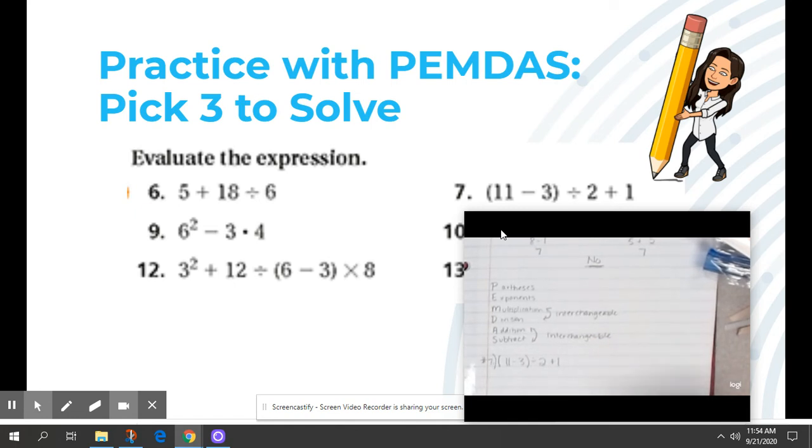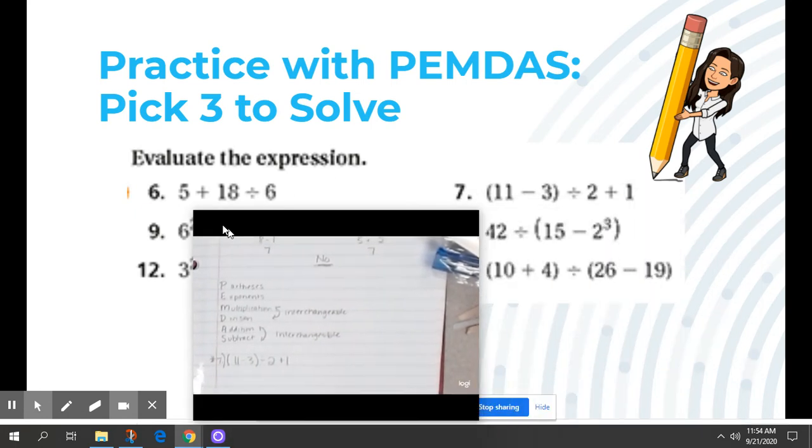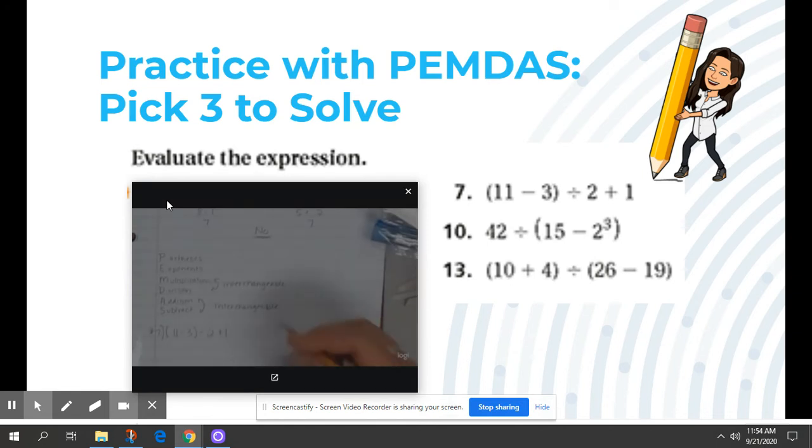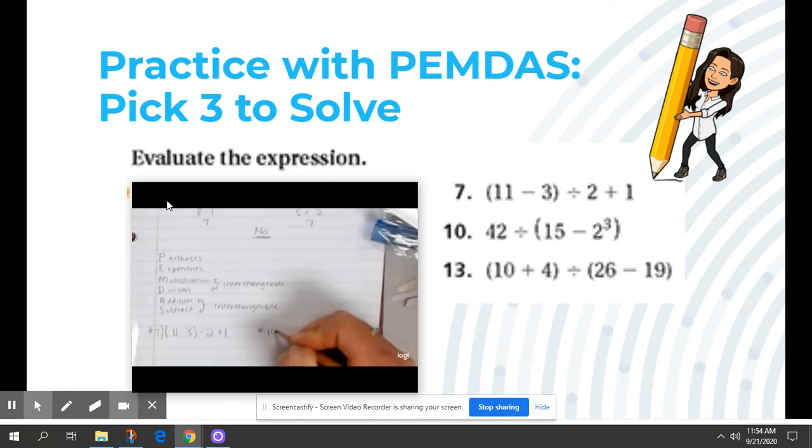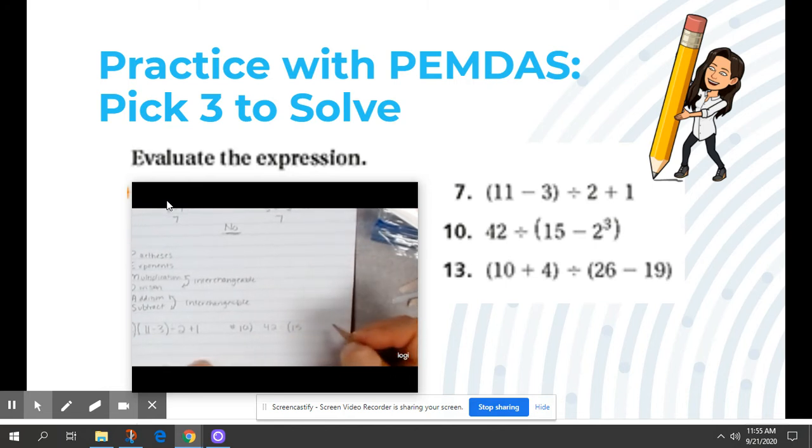And I'd also like you to try, I'm going to slide this over, number 10. I want you to try these on your own, pause the video, and then I will go over the answers. So number 10 is 42 divided by 15 minus 2 to the third.